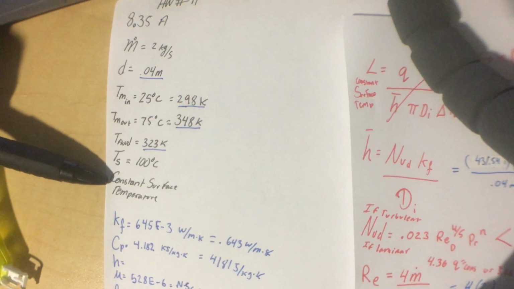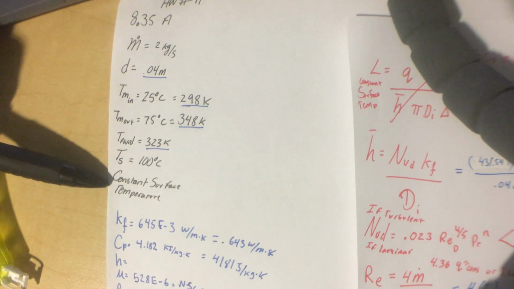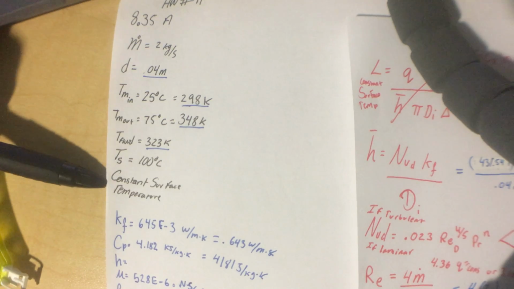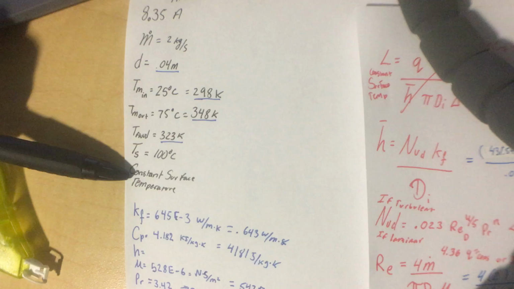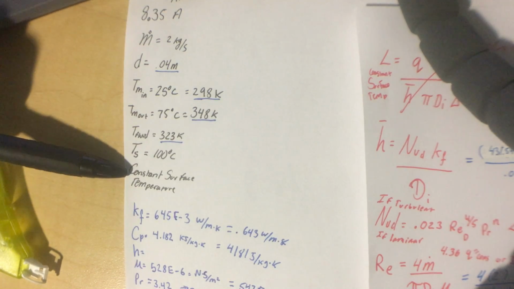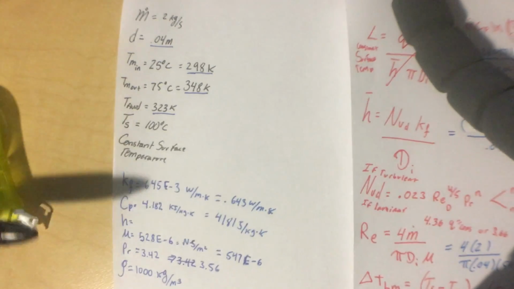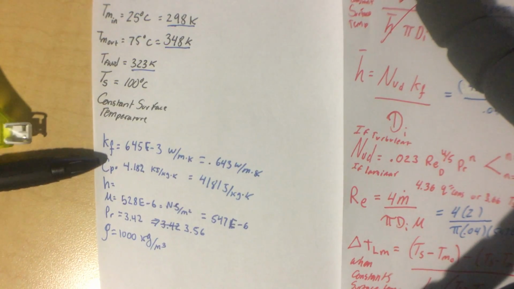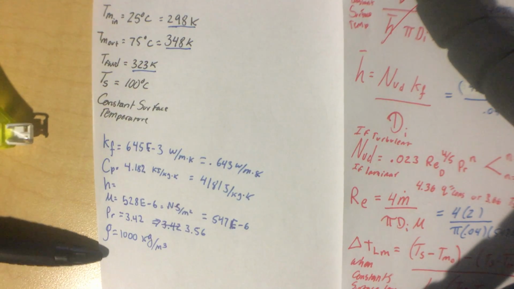Now the thing to remember here is that it's a constant surface temperature, which means that we will be using a different Nusselt number if it's laminar, and it also means that we need to use different equations for our heat transfer coefficient, h. So here are the givens from the book. You have to get these from the book, so these are all in blue because you have to find them.